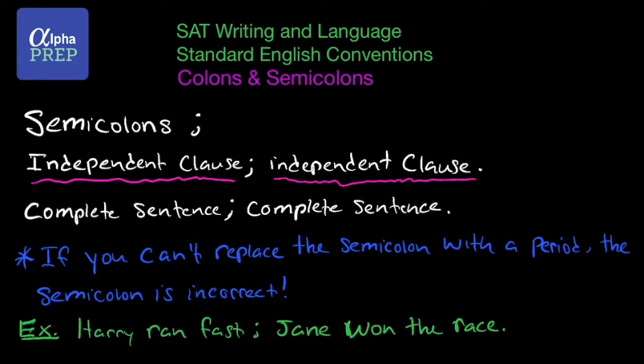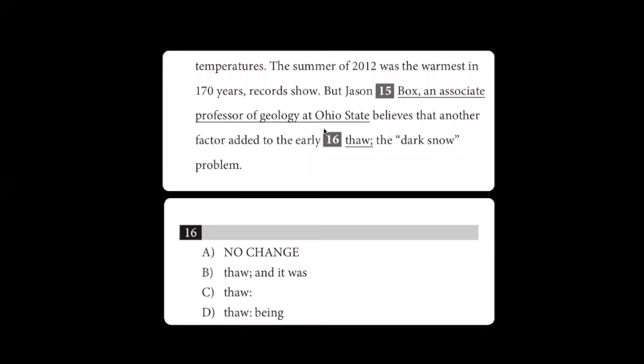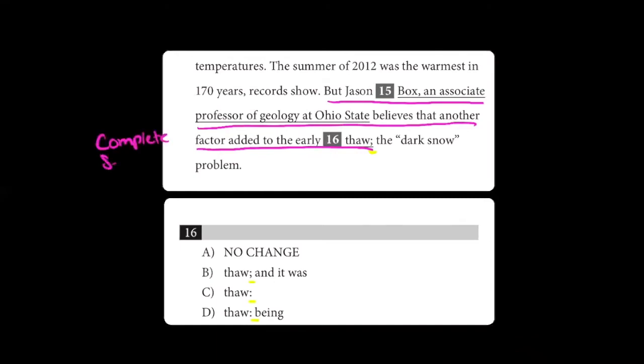So let's try a real SAT problem with colons and semicolons. If you guys want to try this question on your own, now is a great time to pause the video. So the first thing I want to point out here is that all of the answer choices have either colons or semicolons. So we're going to be really concerned with whether or not we have complete sentences before and after the punctuation. The part I just underlined before the punctuation is a complete sentence. The words that come after the punctuation do not make a complete sentence. The dark snow problem, there's no verb there. So A is automatically out. We can't use a semicolon here.